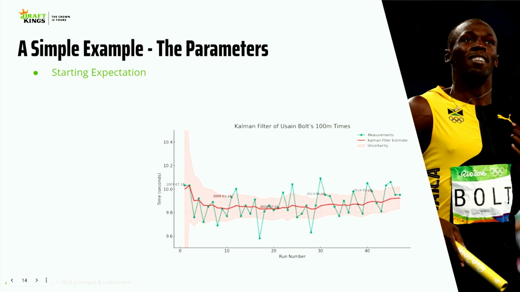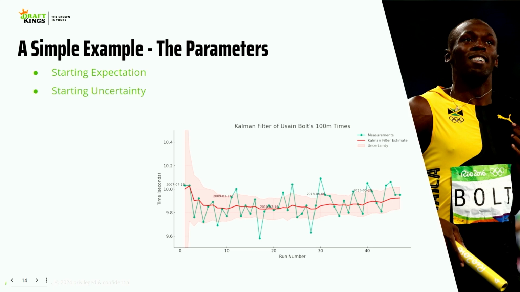There are a few parameters that come along with the Kalman filter. You would normally optimize them. I haven't done that here, but this is just an example. They come in the form of a starting expectation. As I said, this is where that red line starts. It represents the average ability of any runner that might enter the sample, so it would be roughly around 10 seconds or a bit higher than that, depending on what your data set looks like.